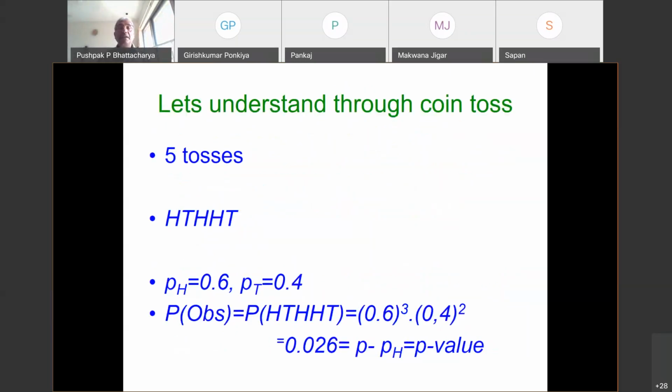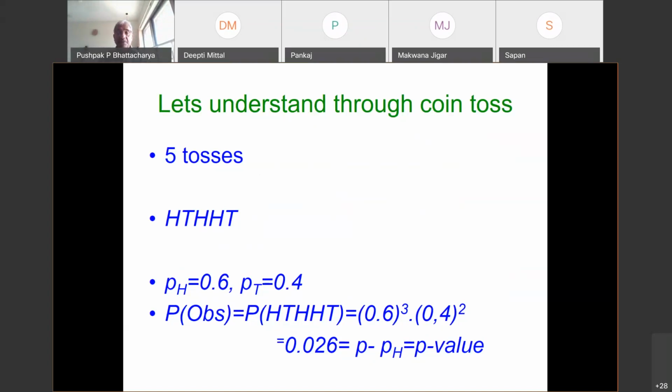Let me illustrate this with a very familiar example that we know. Let us take the coin toss situation. I have made 5 tosses. The tosses are head, tail, head, head, tail. How many heads here? The number of heads is 3 out of 5. What is the best estimate for probability of head? 0.6, 3 by 5. What is the best estimate for probability of tail? 1 minus 0.6, 0.4. Now, this is the parameter that has been estimated. Probability of head 0.6, probability of tail 0.4.